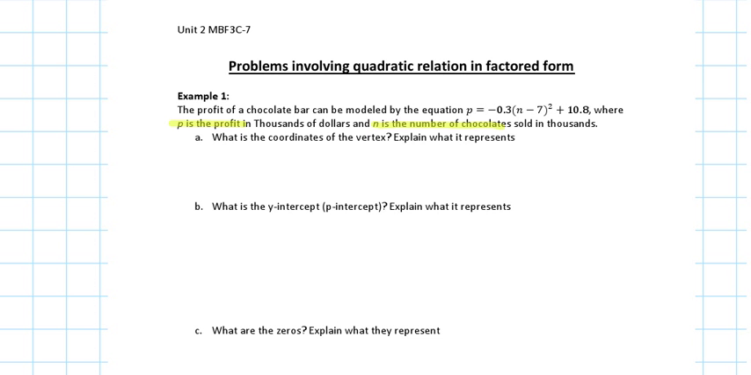Standard, vertex, factored. Vertex, right? Remember, you need to be able to identify the three different forms, where you have this as your standard form, you have this as your vertex form, and you have this as your factored form.